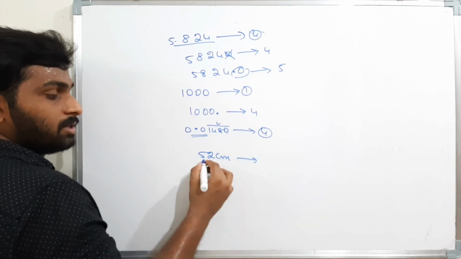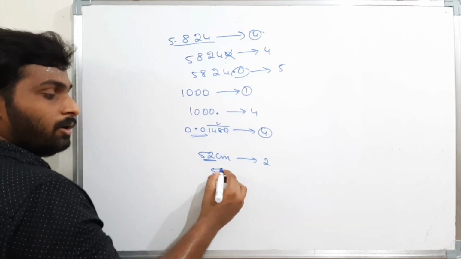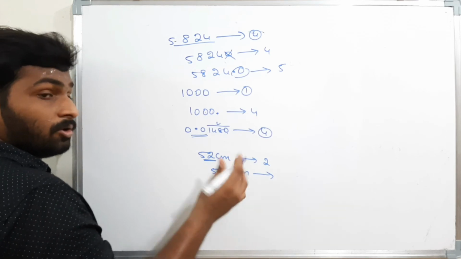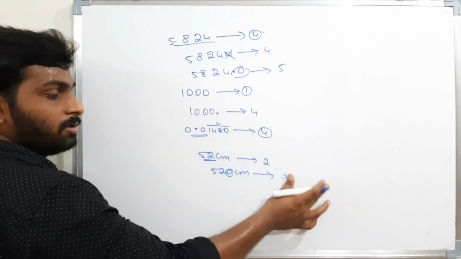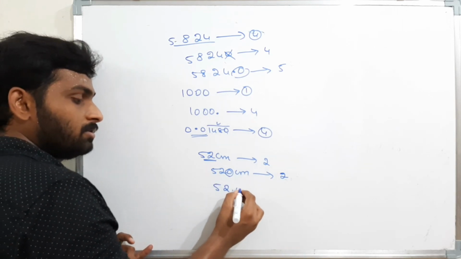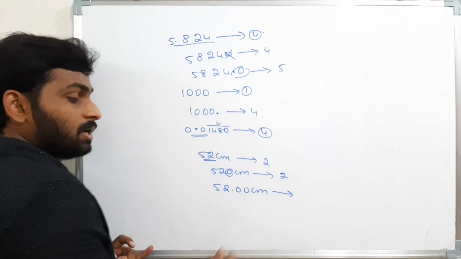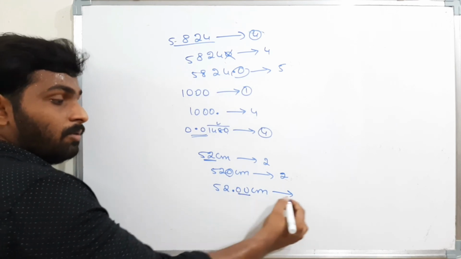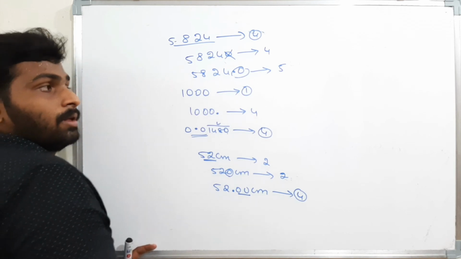Now 52 centimeters. How many significant figures are there? 2. 520 centimeters. How many significant figures are there? This 0 is not counted. Therefore, 2. 52.00 centimeters. How many significant figures are there? These zeros are counted because there is a decimal point. Therefore, 4.